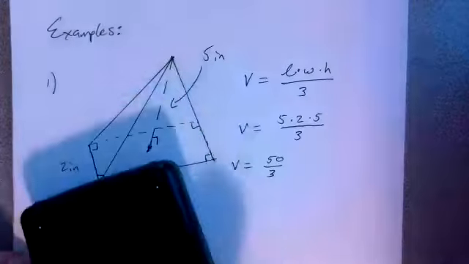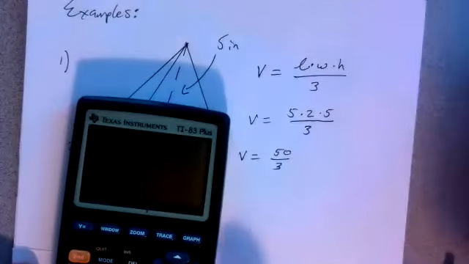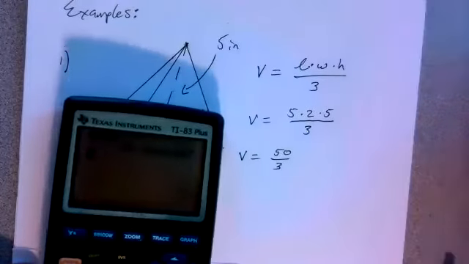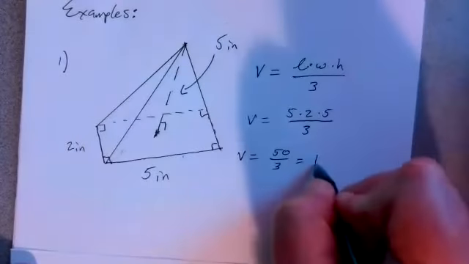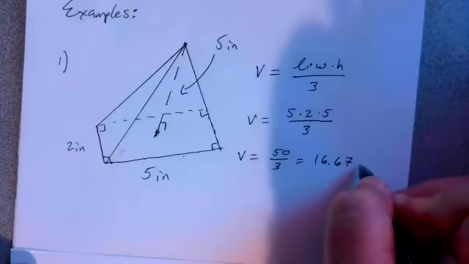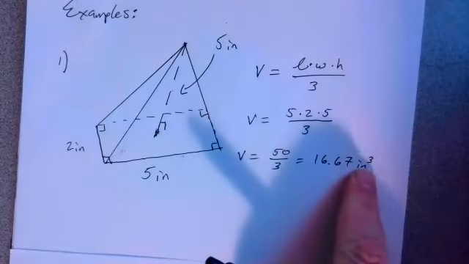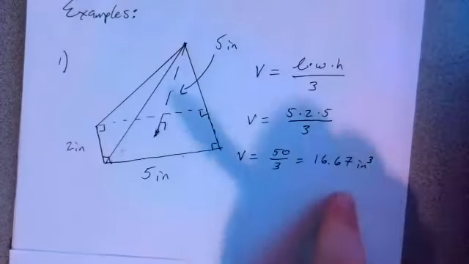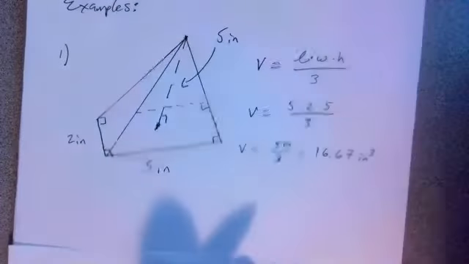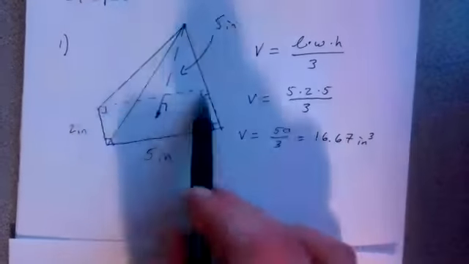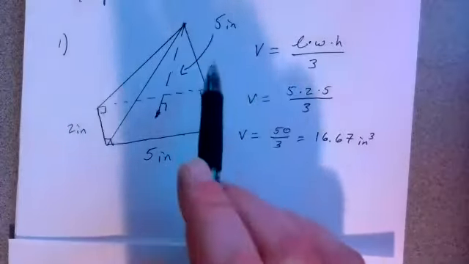I don't know what that is right off the top of my head, my calculator. Let's figure it out here. 50 divided by 3 is 16.6 repeating. So we'll say that is 16.67 inches cubed. Now remember, volume is cubes, okay? So 16.67 inches cubed. All right, remember, area of the base times that height, which goes right through the center, all that divided by 3.